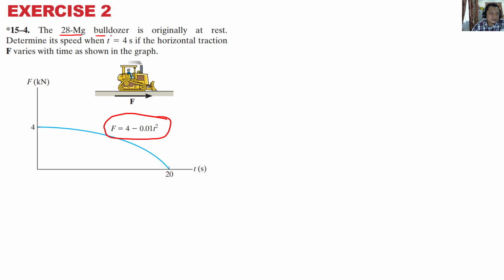A 28 megagram bulldozer is originally at rest. Determine the speed when time is equal to 4 seconds. Time is equal to 4 seconds. Here 10, here 5, 4 around here. The force is roughly 3 something. Determine speed when time is equal to 4 seconds. So what to do?